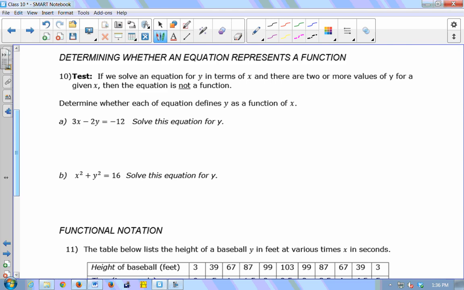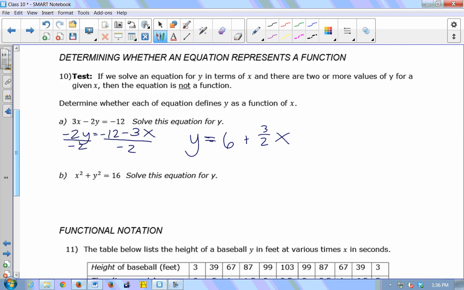So let's look at A here. I want to solve it for y. So what would I do first? Subtract 3x. So I'd have negative 2y equals negative 12 minus 3x. Then what do I do? Divide by negative 2. So I end up with y equals 6 plus 3 halves x. I just divided the negative 2 into both of my terms there.